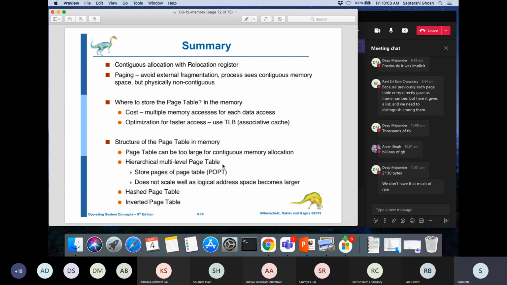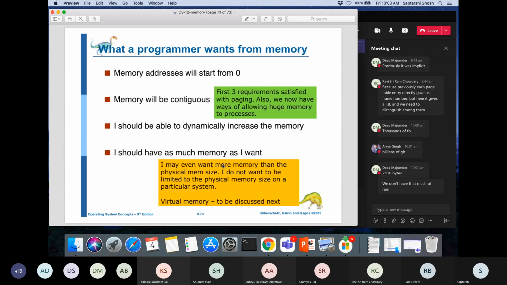So now the thing is, the first three requirements have been satisfied. Also, we now have ways of allowing large memories to processes. But nowadays, programs are wanting more memory than the physical memory size. So that seems really confusing, but that is the situation now. The programmers are wanting even more memory than the physical memory size.